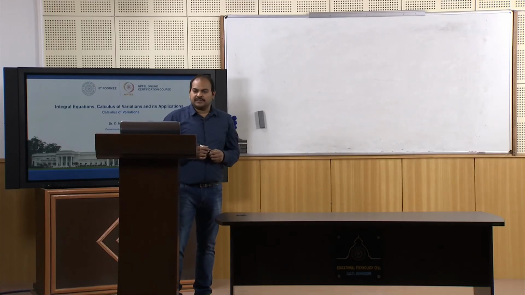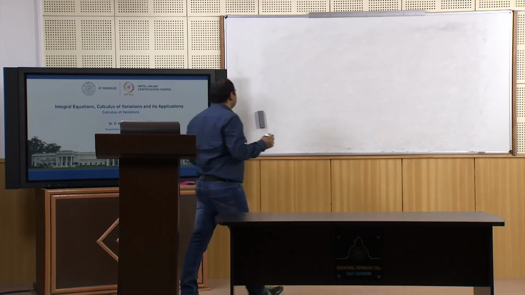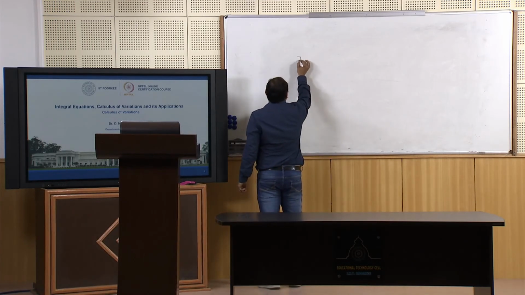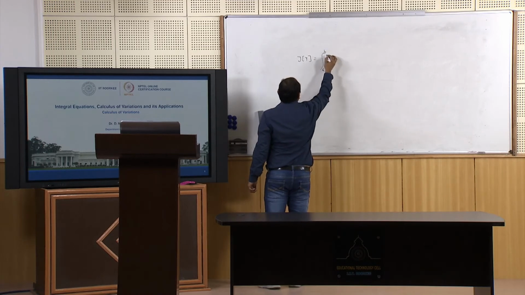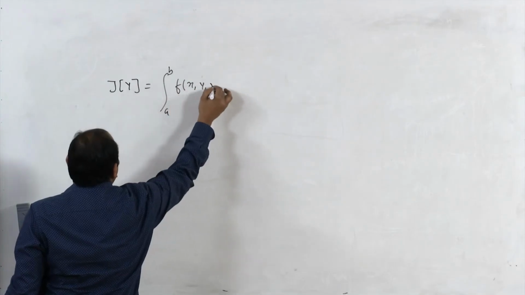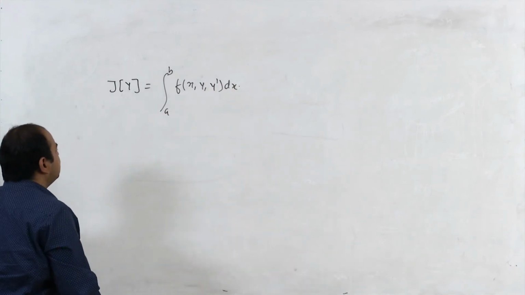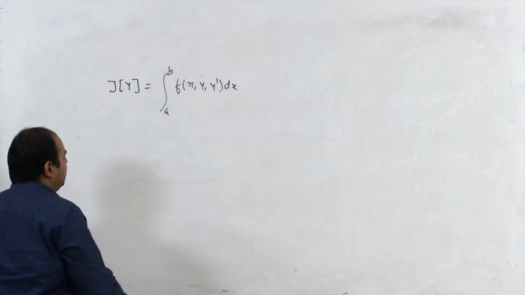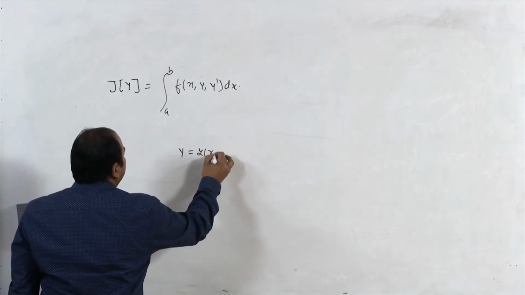So, as an application of the variational derivative, we are going to discuss a property which is known as invariance of Euler's equation. So, what is this property? If you recall, we have J of y which is given as the integral from a to b of f of x, y, y dash dx. Here we are using the rectangular coordinate system xy, and we are considering y as a function of x.